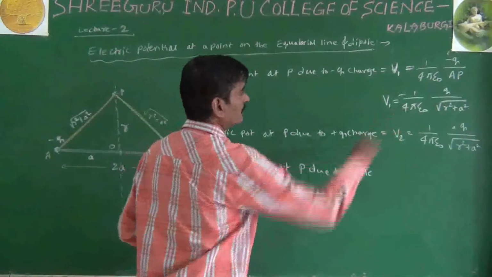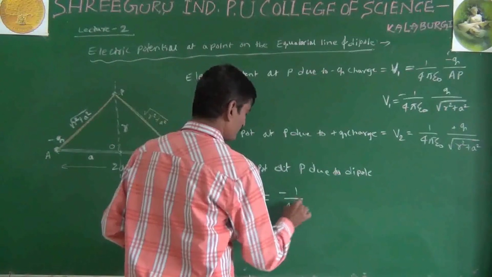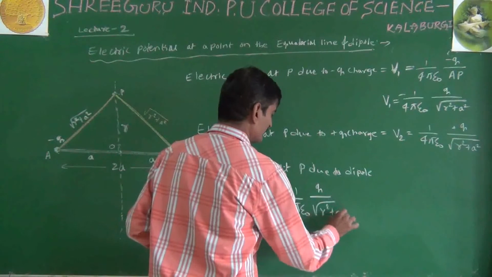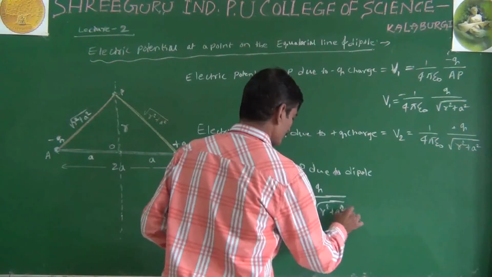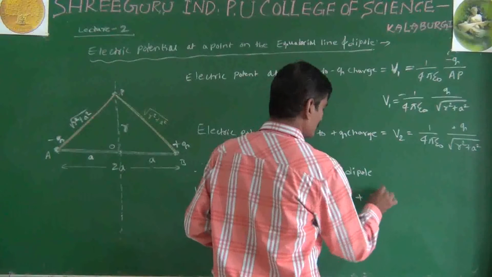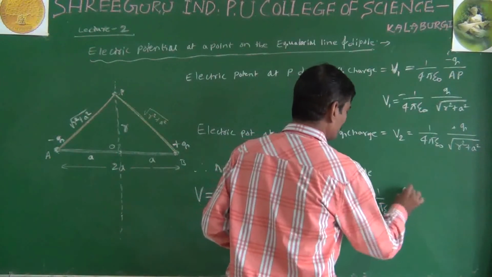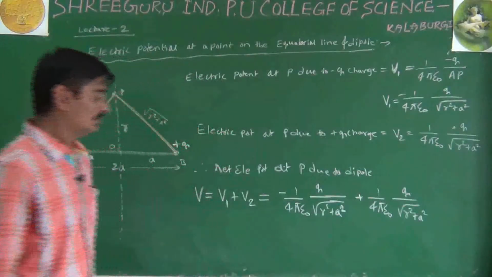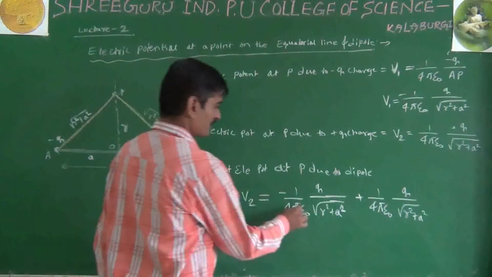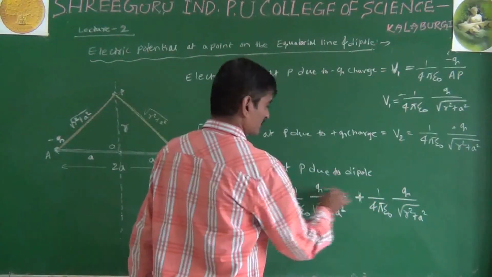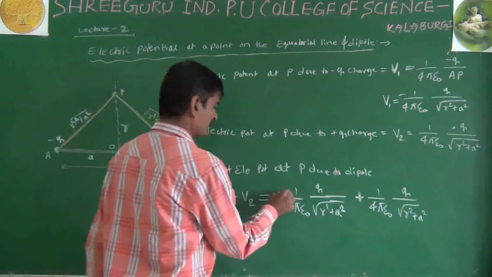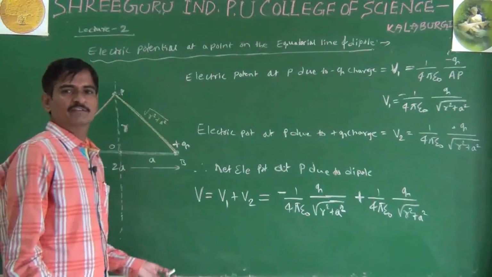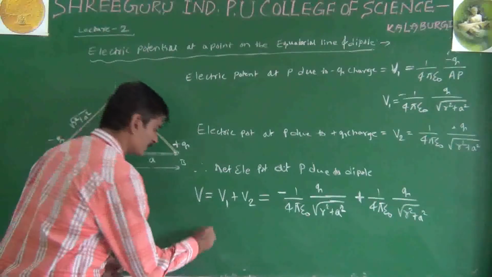So V1 we got over there: minus 1 by 4 pi epsilon naught Q divided by under root of R square plus A square. And this one is plus 1 by 4 pi epsilon naught Q divided by under root of R square plus A square. See the terms? All the things are same: 1 by 4 pi epsilon, Q, all the same. This is minus and this is plus. So what will happen? Very simply it becomes 0.